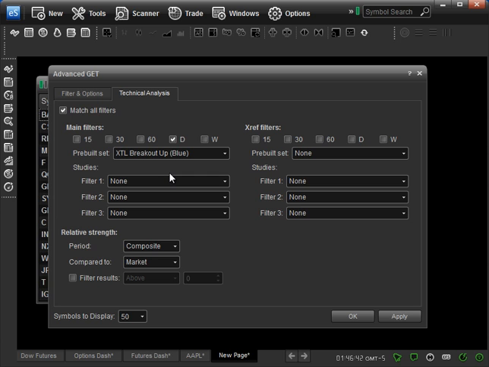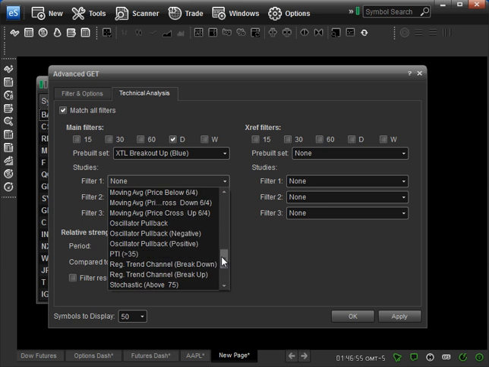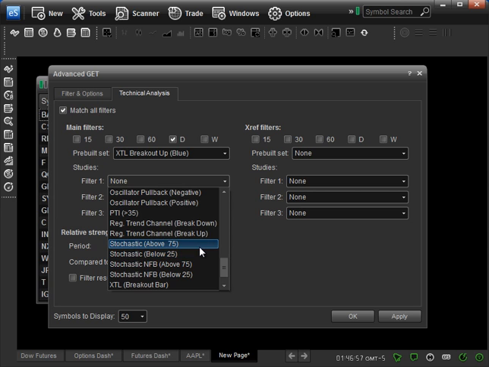Now, this is kind of against what you would think. I'm going to look for a blue bar buy, and then I'm going to scroll down to filter number 1, and I'm going to choose stochastic above 75. Now you've got to choose the one that says above 75. Don't choose the one where it says NFB.